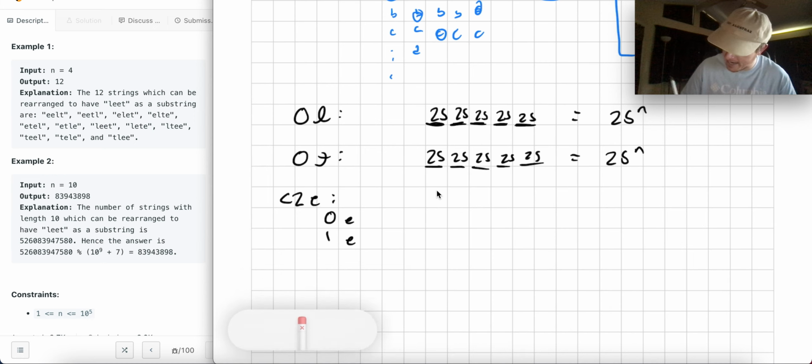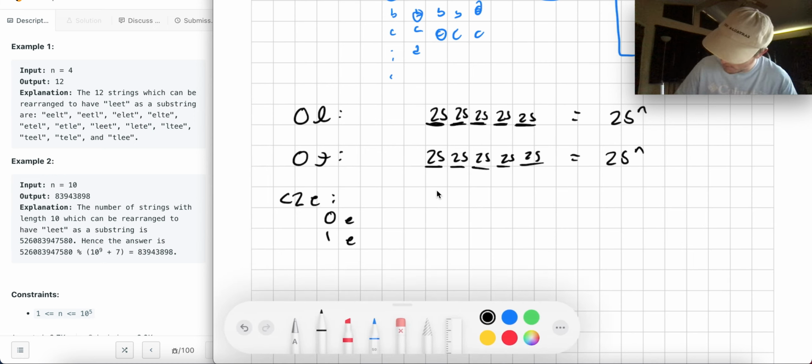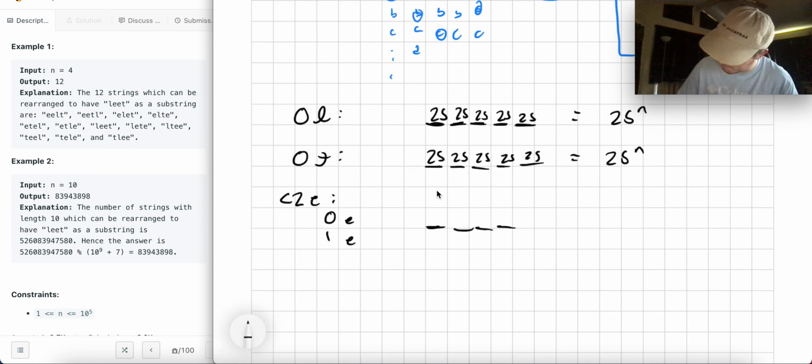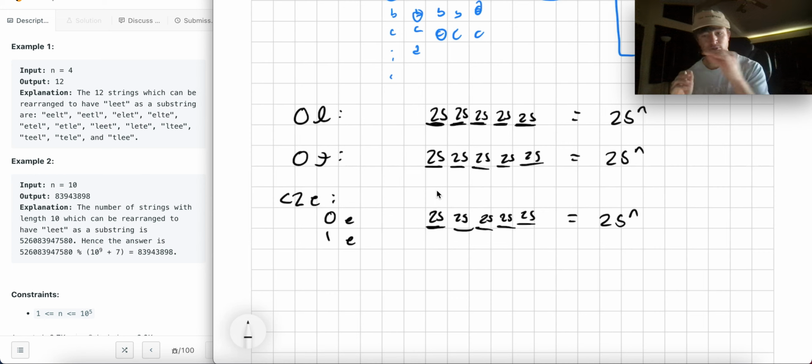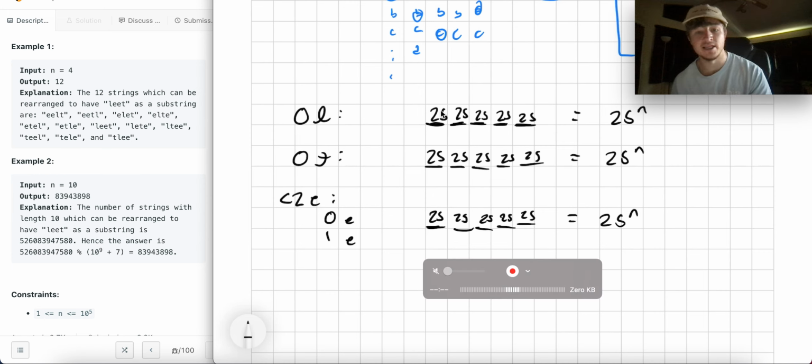So how many ways can I have 0 E's? It's the same thing, right? It means that I'm doing 25, 25, 25, 25, 25. So that equals 25 to the n, right? Because you multiply them together. I can do anything but E. Here I can do anything but T. Here I can do anything but L.